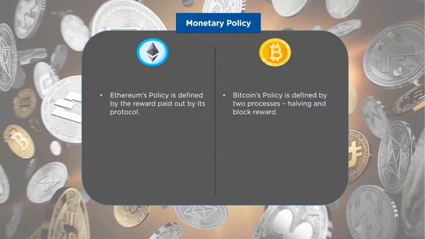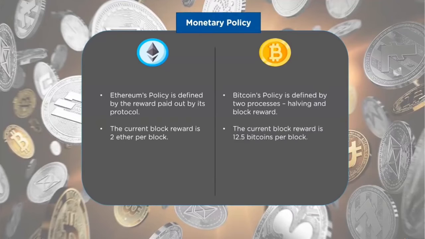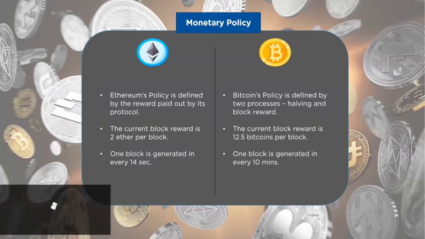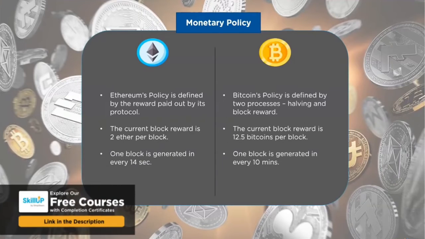And the block reward is the number of Bitcoins you get if you successfully mine a blockchain block. The current block reward for Ethereum is 2 Ether per block, and for Bitcoin, the block reward is 12.5 Bitcoins per block. Also, every 14 seconds, a block of Ethereum is generated, and one block of Bitcoin takes 10 minutes to generate. Monetary policies are considered to be fixed and non-inflationary.